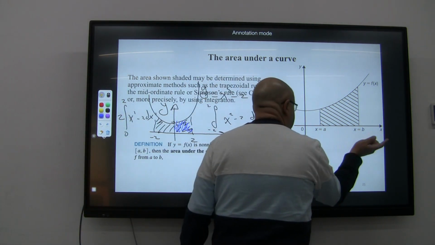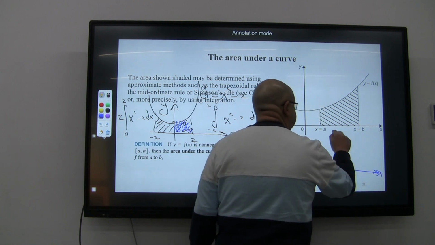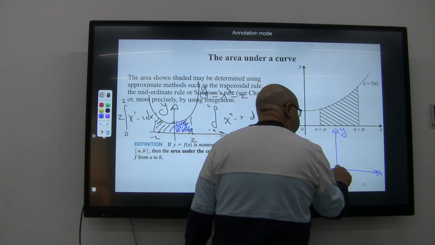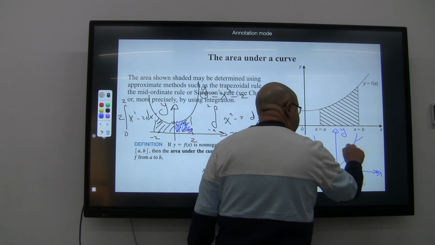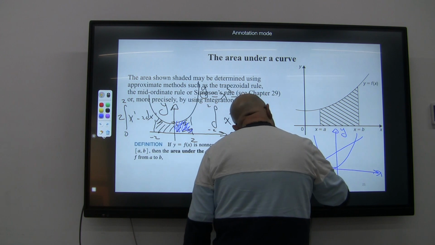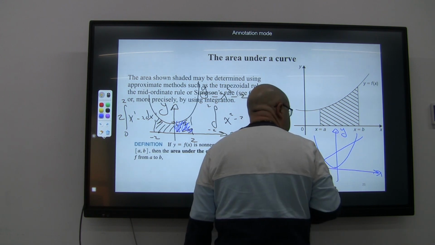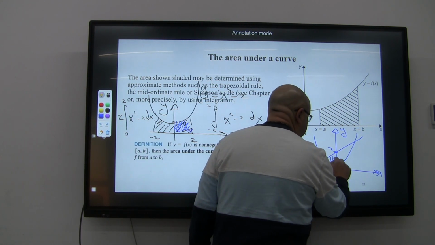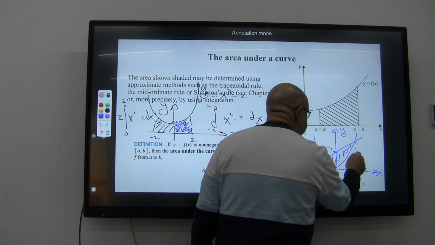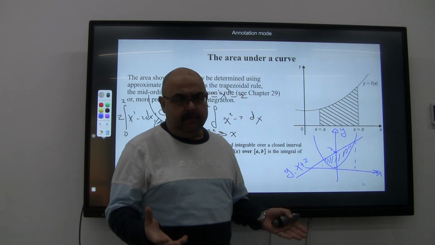Another problem: this is the x-axis, that's the y-axis. If we have y equal to x squared and we have, let's say, y equal to x plus 2 or something, so this is 2, and we want to get the area between these two curves from these 2 points, you will have to work your magic.